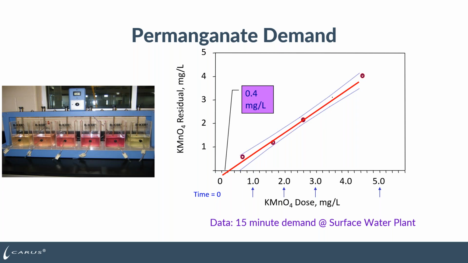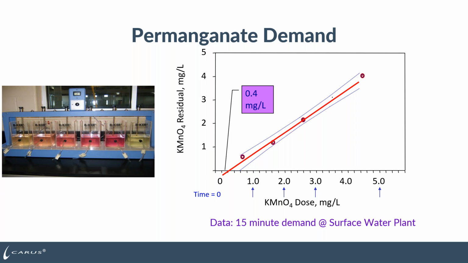In the case of this jar test, it was a surface water plant. They had 15 minutes of contact time from their lake intake going into their plant. So the jars were set up, dosed at various levels. In this case, they used all 6 jars, and came back after 15 minutes and measured the residual. And what you get is a demand curve in this case.